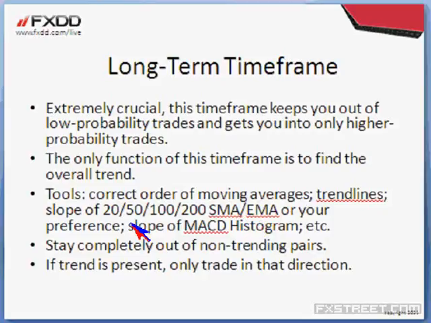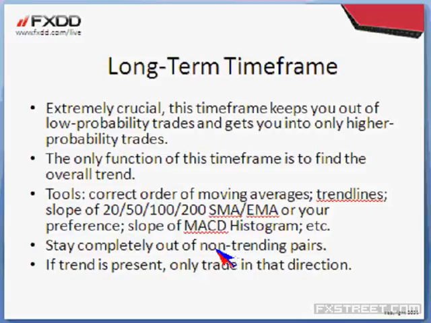You could also use the slope of single moving averages, or you could use the slope of the MACD histogram. And by the way, Dr. Elder in his books talked about the slope of the MACD histogram as his way to use it. I find it of less use than the correct order moving averages, but I'll show you all this in a second on my charts.